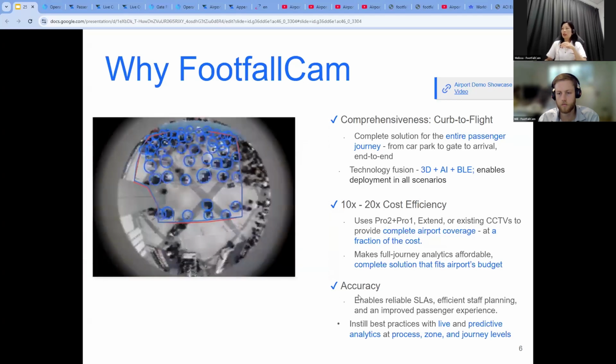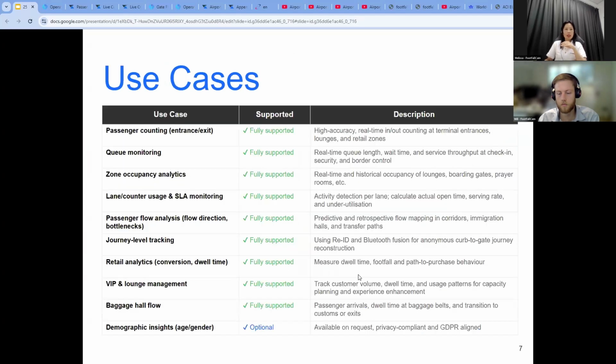Now, let's take a step back and look at what exactly our system can do. These are the core building blocks, the fundamental use cases that our system fully supports, and that together form the anatomy of a modern airport analytics platform. Each of these functions is supported out of the box. So using data captured by our multimodal sensing architecture, combining the AI video, the 3D stereo vision, and the Bluetooth, they all map to the key operational outcomes across the passenger journey. So let's walk through them briefly.